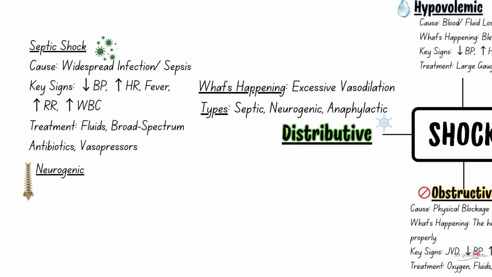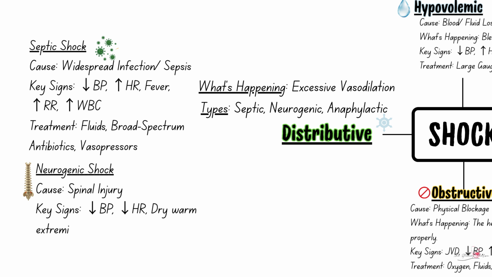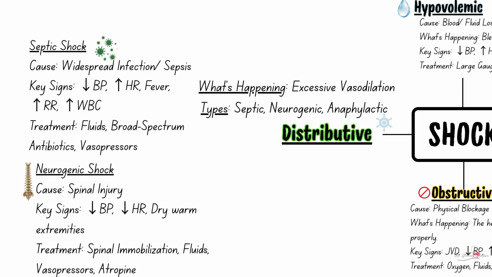Neurogenic shock results from a loss of sympathetic tone, often due to spinal cord injury. Unlike other shock types, patients may present with bradycardia, along with warm, dry extremities and hypotension. Management includes spinal immobilization, fluids, vasopressors, and medications such as atropine to manage bradycardia.